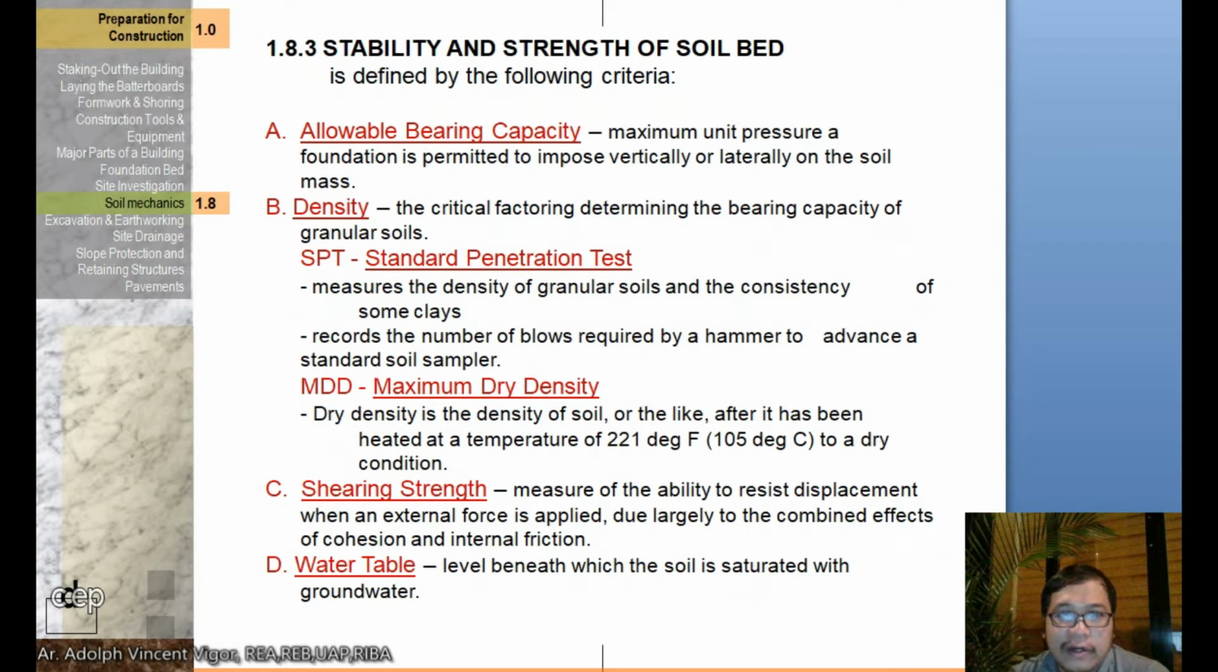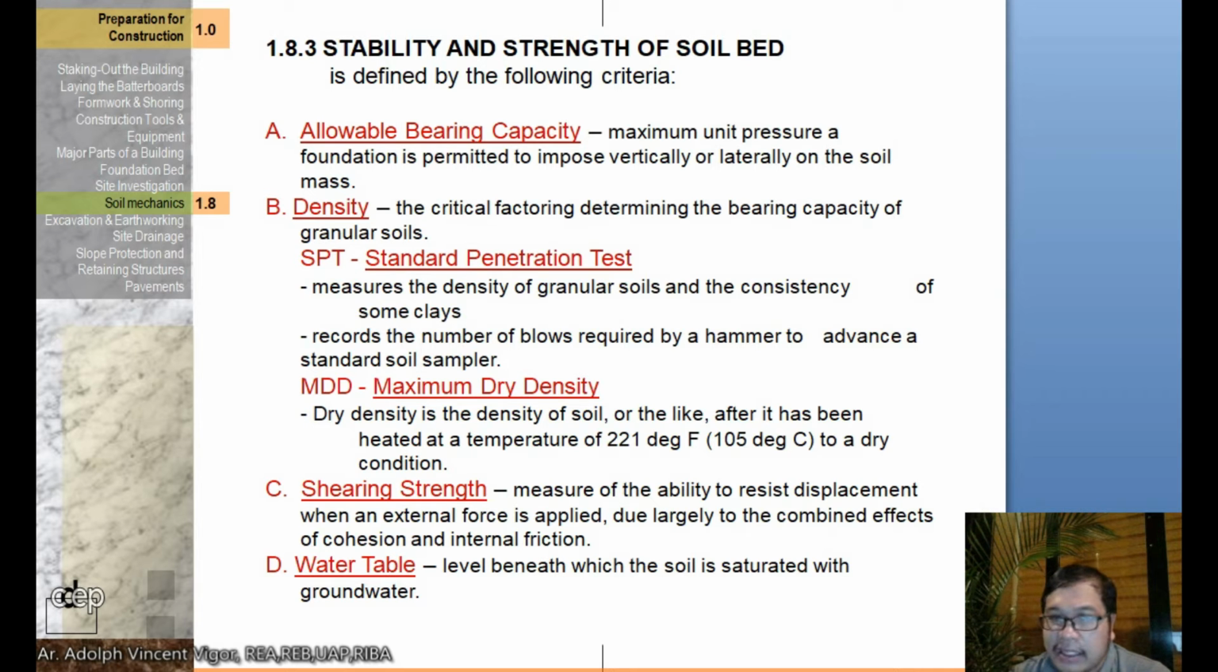And then let's go over the different meanings. Allowable bearing capacity means the maximum unit pressure a foundation is permitted to impose vertically or laterally on the soil mass. Density is the critical factor determining the bearing capacity of granular soils. SPT means standard penetration test, which measures the density of granular soils and consistency of some clays. It records the number of blows required by a hammer to advance a standard soil sampler.